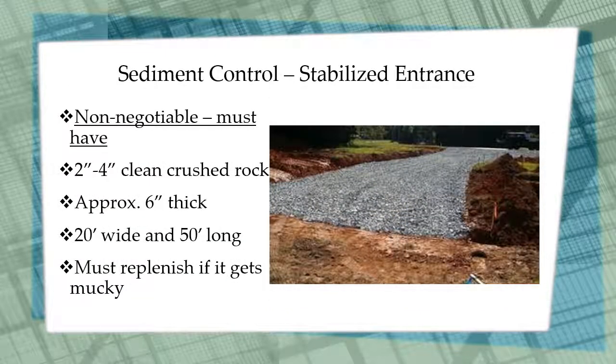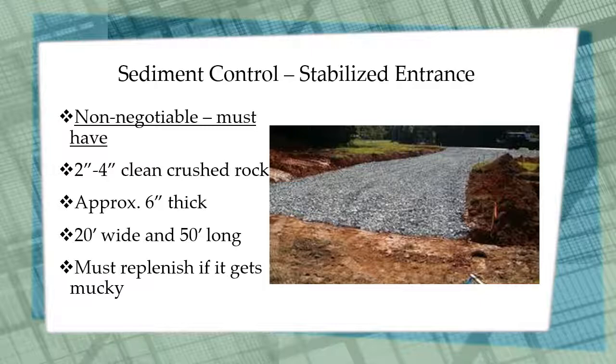A stabilized construction entrance is non-negotiable. It must be required. Make sure that the rock is 2 to 4 inch clean, crushed rock. Round river rock is not acceptable. The depth needs to be approximately 6 inches thick. The width needs to be 20 feet and the length 50 feet. And it needs to be replenished if the rock gets filled with mud.